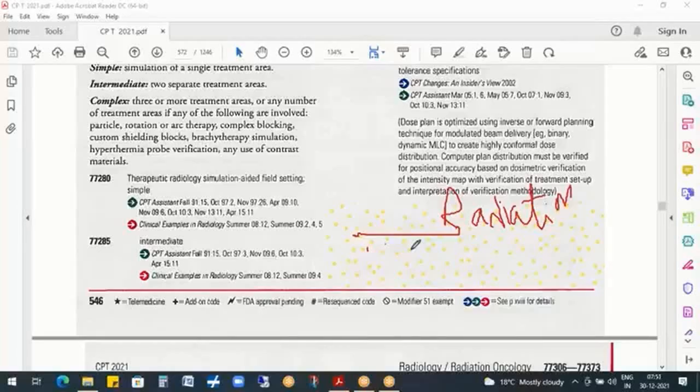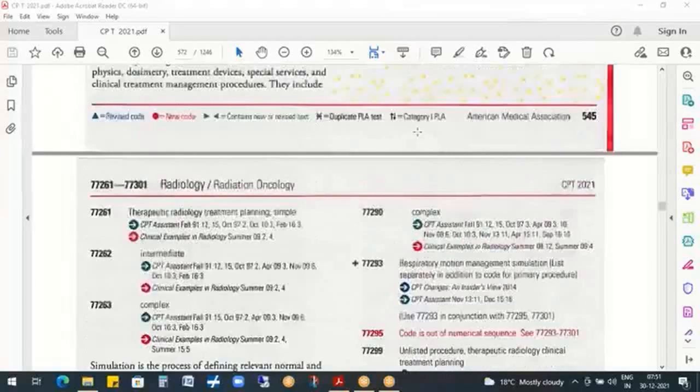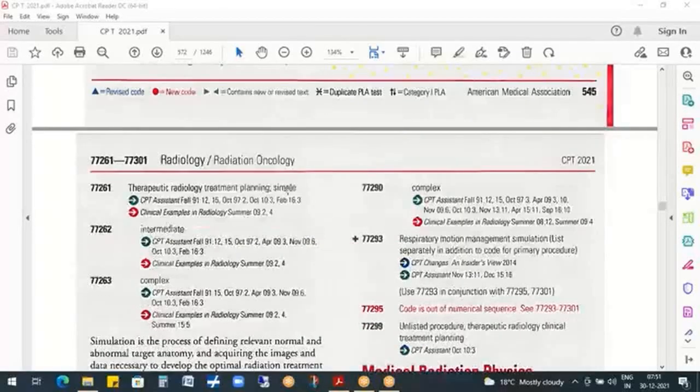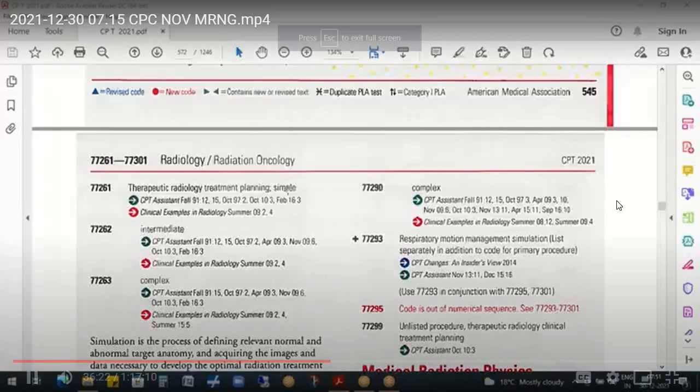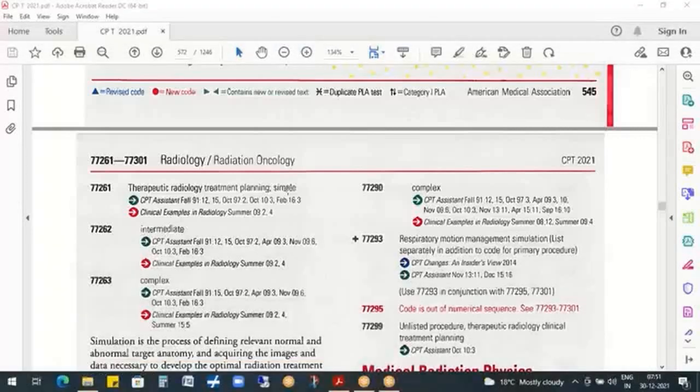Now you can see the codes. Can you see the code 77261, page number 546? Yes, sir. The key term you can see in the question is planning. Then in planning you can see simple, intermediate, complex.